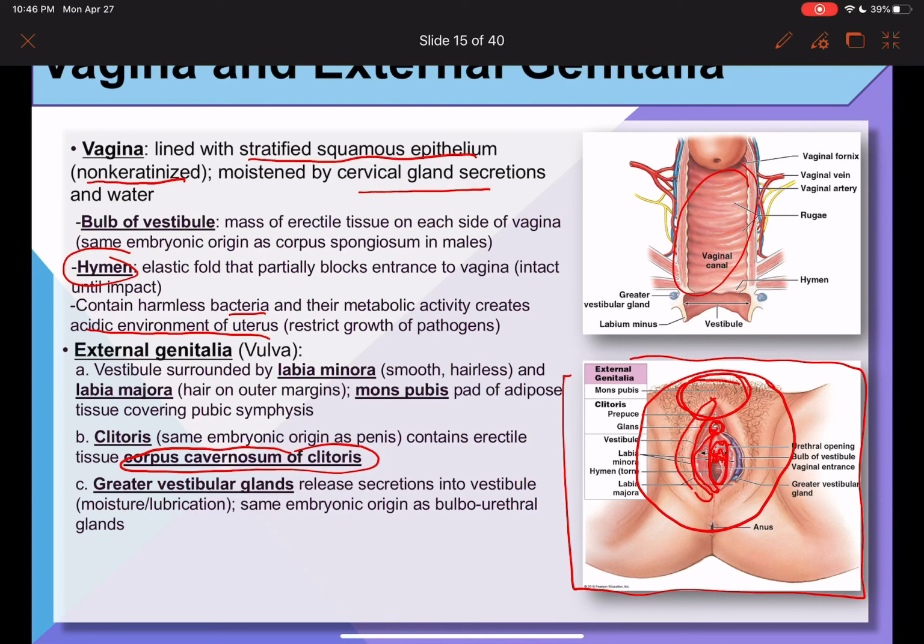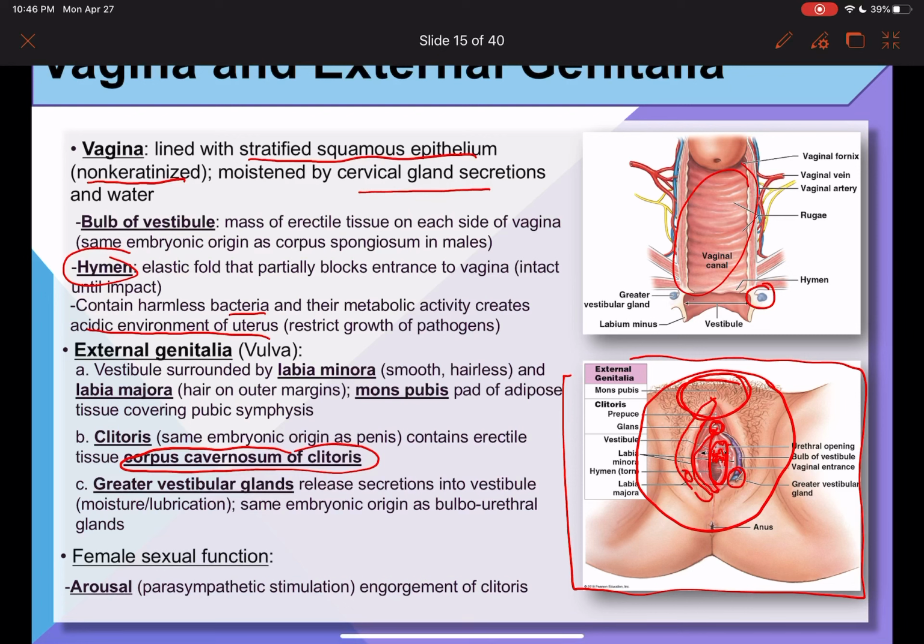The greater vestibular glands are located on the bottom here on both sides, or you can see it down here, and they are important for making secretion into the vestibule area to make sure this area right here is moistened and lubricated. Okay, the greater vestibular glands have the same embryonic origin as the bulbourethral glands.